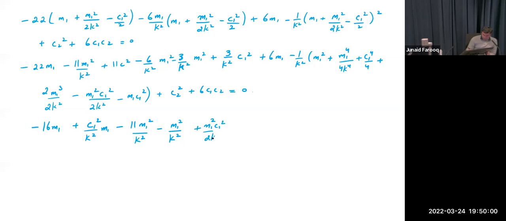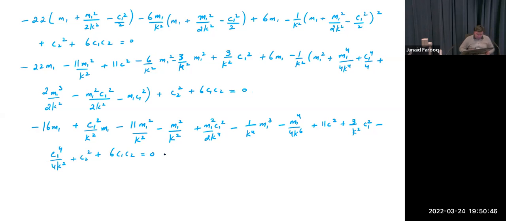C1 squared over 2k to the 4 minus 1 over k to the 4, minus m1 to the power 4 divided by 4k to the power 6 plus 11 c squared, plus 3 over k squared c1 squared minus c1 to the power 4 plus 6 c1 c2.